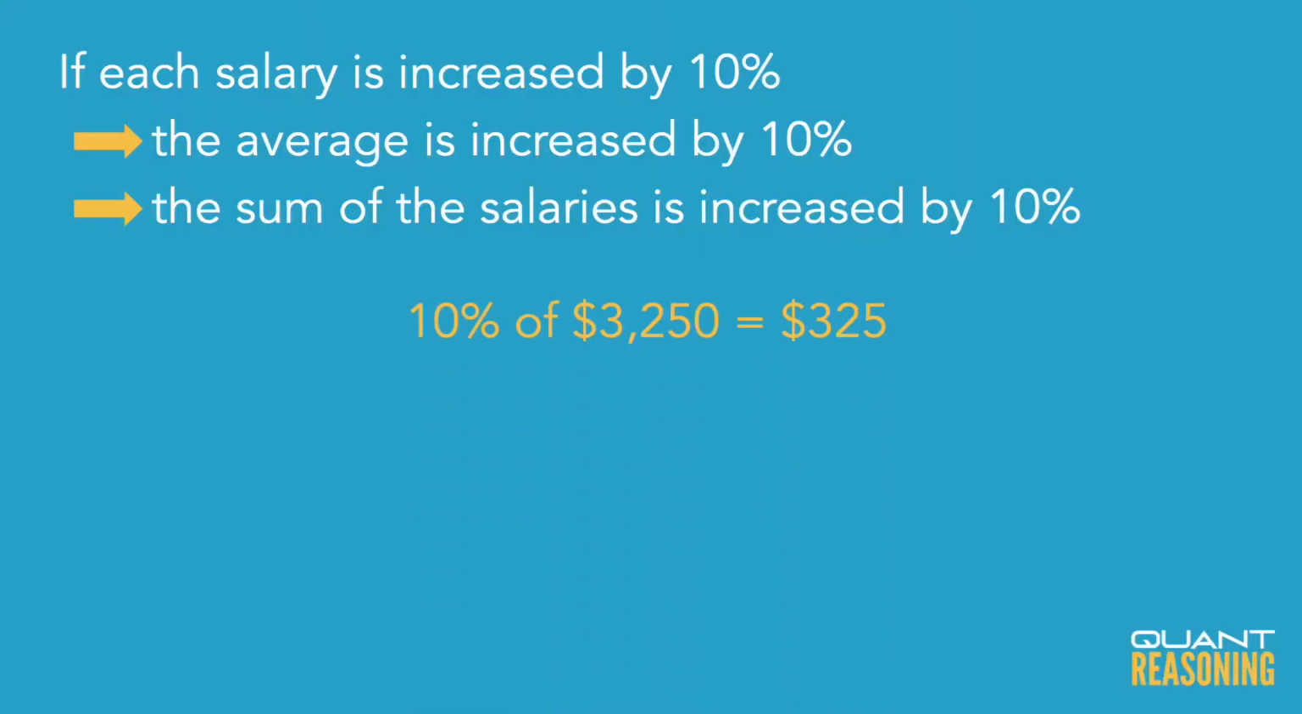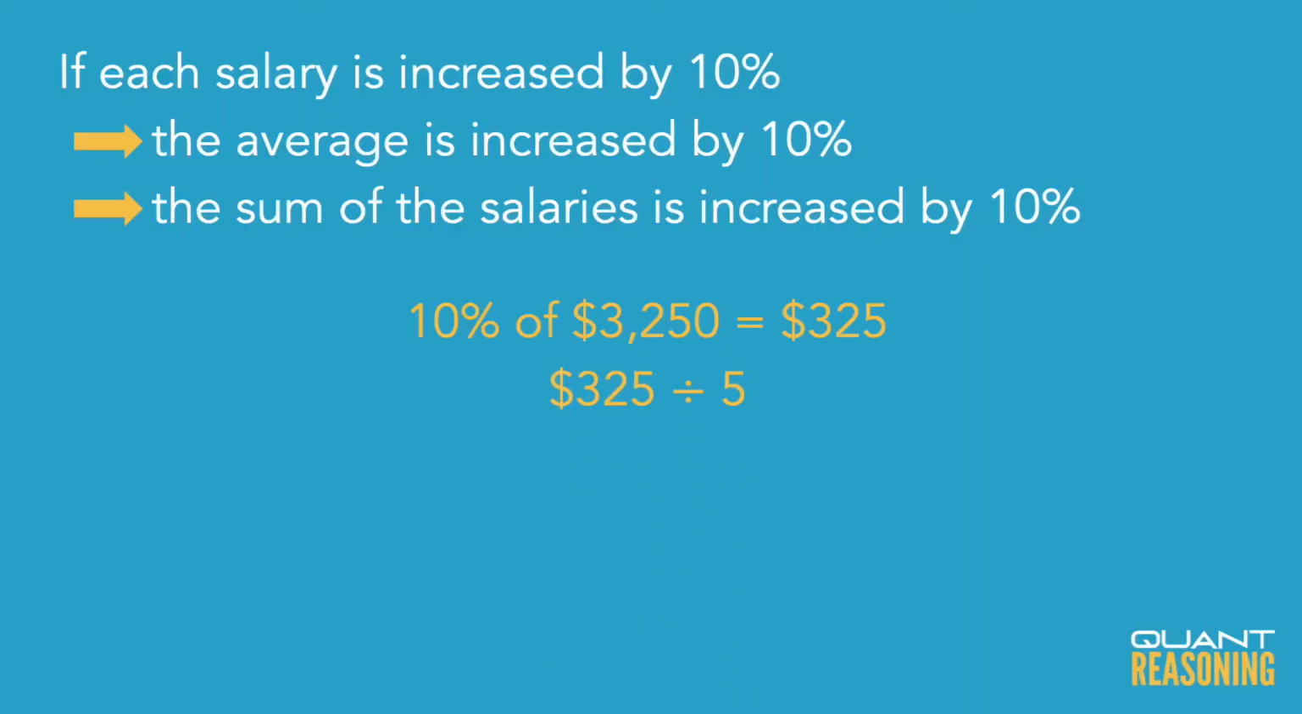So now that we understand that, what's the fast way to solve this question? Well, if each of the salaries was increased by 10%, that means the sum was increased by 10%. So that's a $325 increase. That's 10% of $3,250. And if the sum was increased by $325, then the average would have been increased by 1/5 of $325. Why 1/5? Because that's how many employees there are. So we take 325, divide that by 5, and we're done.